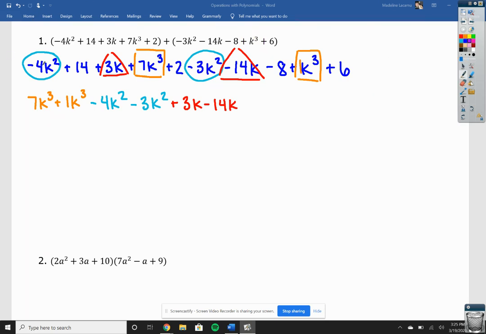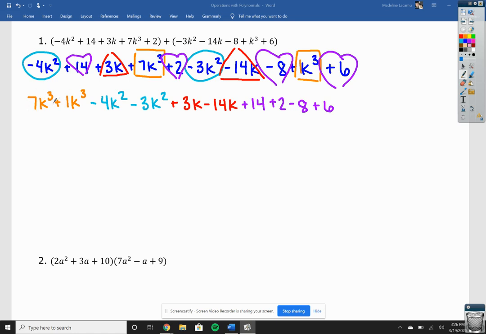So our constants, I have 14, positive 2, negative 8, and positive 6. So you can have as many like terms as you need. There really is no limit. So I'm going to rewrite all of those. So plus 14 plus 2 minus 8 plus 6. Now to get my final answer, I'm just going to combine all of those.